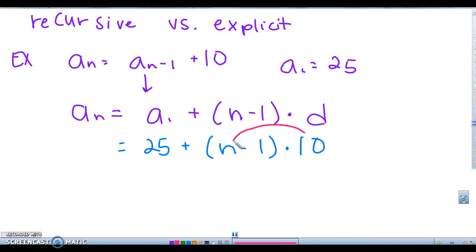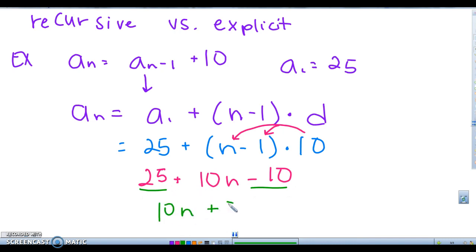So the first thing I know I can do is distribute. So I have 25 plus 10n minus 10. Then I see I have some like terms I can combine. 25 minus 10 is 15, so I'm left with 10n plus 15. And that will work for any a sub n term.